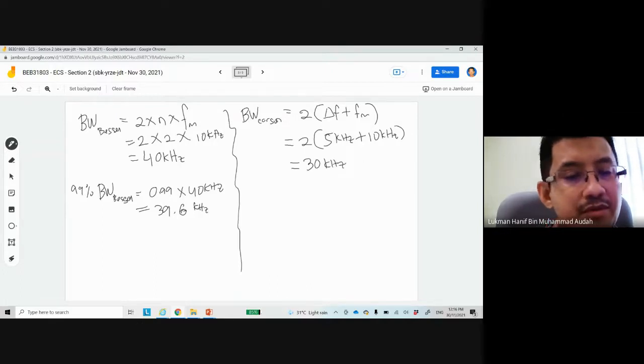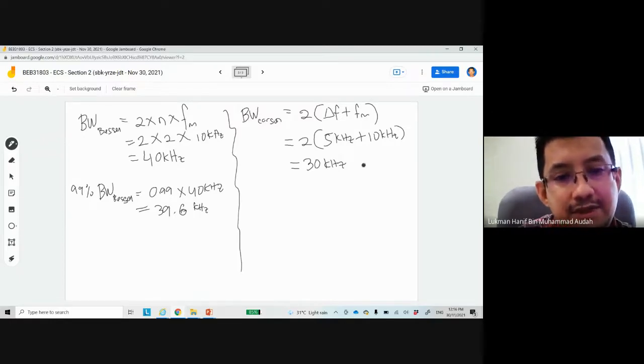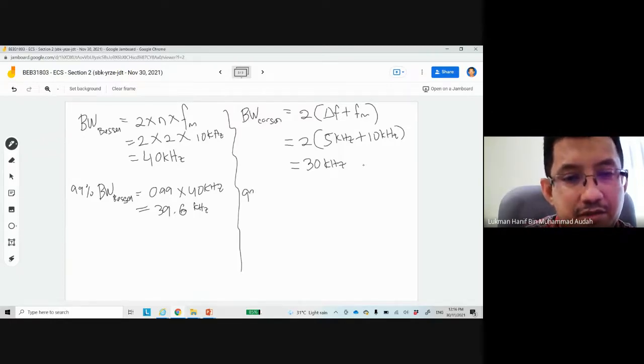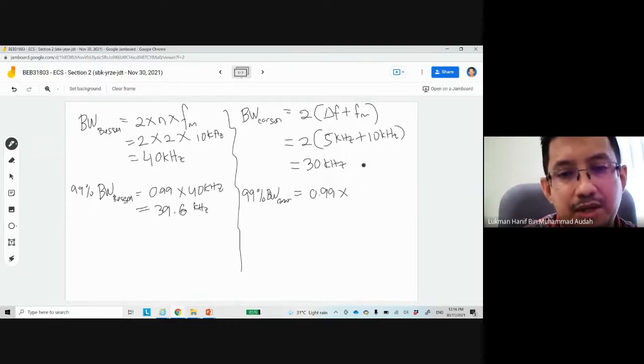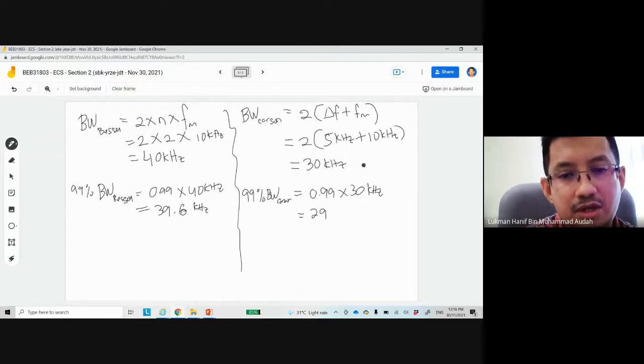Okay. And then what? The question asks 99%. So 99% of bandwidth is equal to 0.99 multiplied with 30 kilohertz. So this is equal to 29.7, 29.7 kilohertz. Okay.